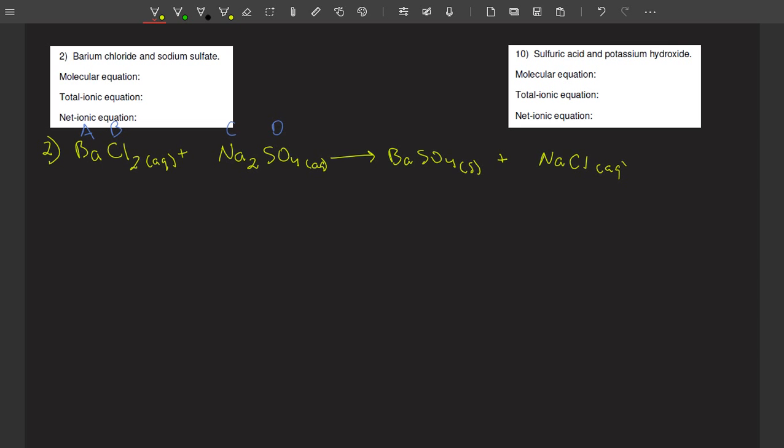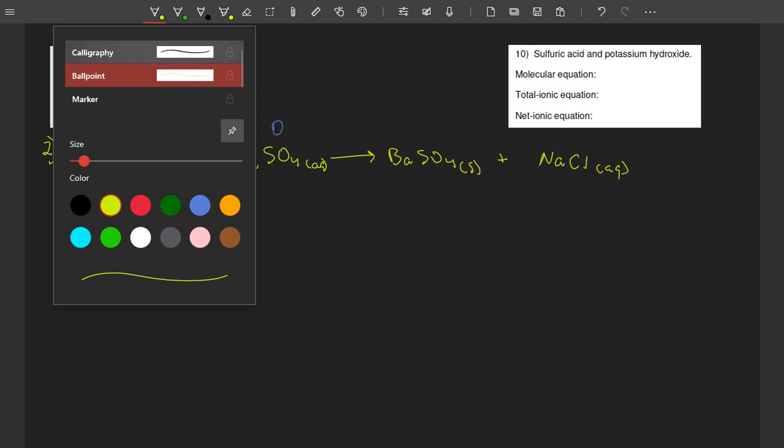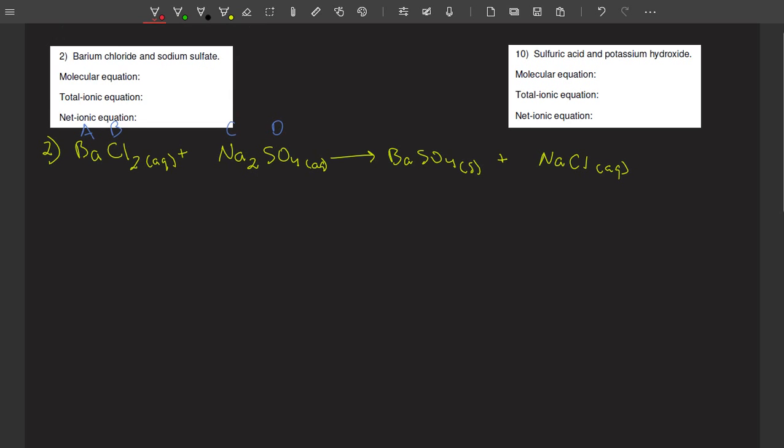Now this is what's called a skeleton equation. The skeleton equation is complete, except that it is not balanced. So let's balance it. Okay, we have barium here, one barium there. Fine, we can leave it alone. We have chlorine here, chloride, and two of them, and only one here. So let's put a 2.